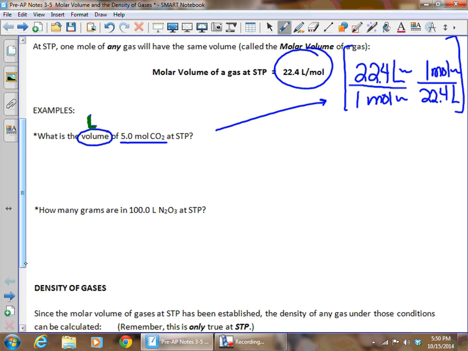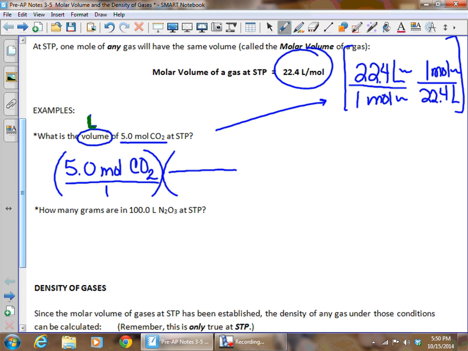So we start out with our value again, that's underlined, 5.0 moles of CO2. Now, a lot of y'all are missing points because you're not putting the substance with the unit. I'm never going to give up on that. You're going to continue to miss points if you don't keep writing that substance with the unit.